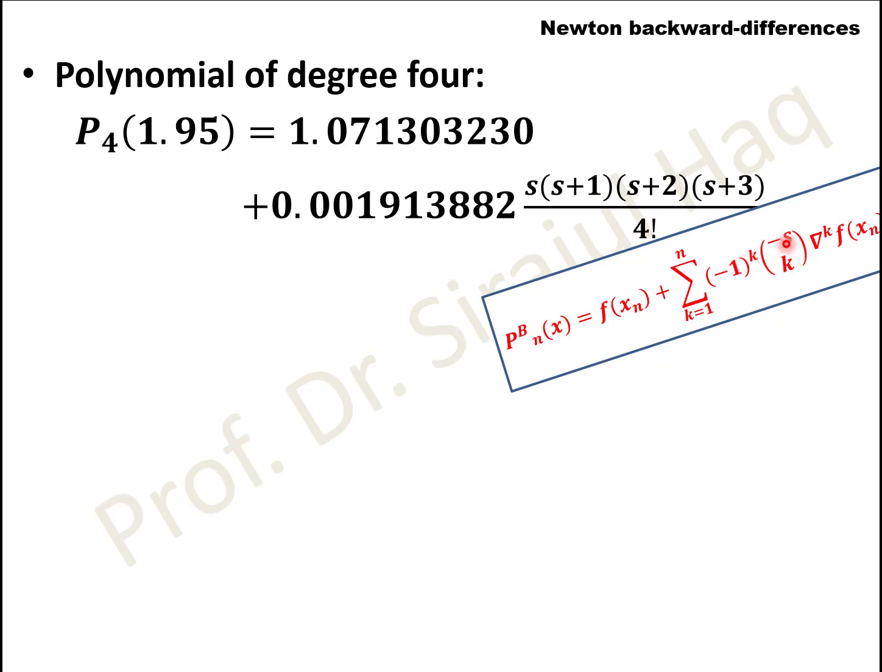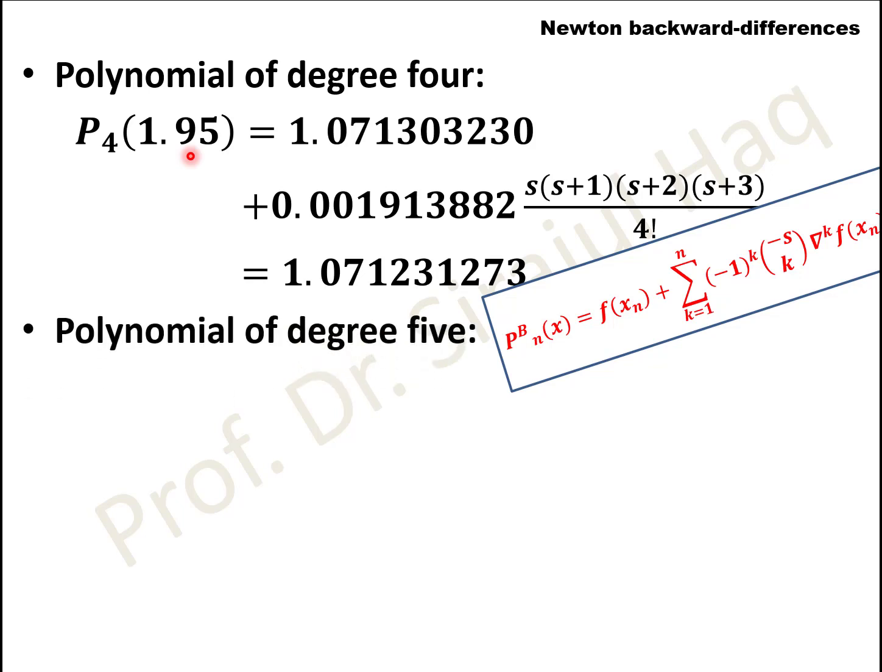Positive, minus is 4. 4 terms, negative sign from everyone, that is positive, and s minus 1 is minus s minus 1, minus s minus 2, minus s minus 3, and if you take minus sign common from all, they become plus, divided by k factorial, which is 4 factorial. This value is nabla raised to the power 4 f of x5. And when you substitute the value of s in this formula, that is the approximated value of your function using polynomial of degree 4 at x is equal to 1.95.